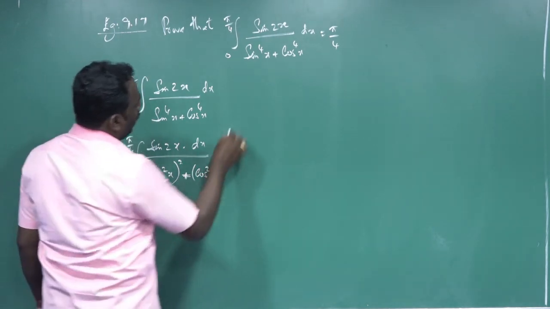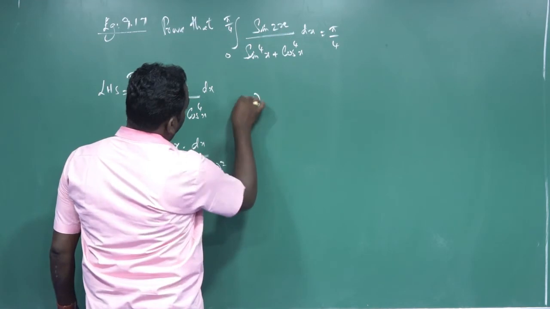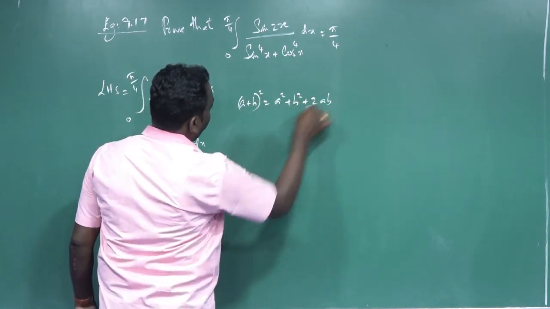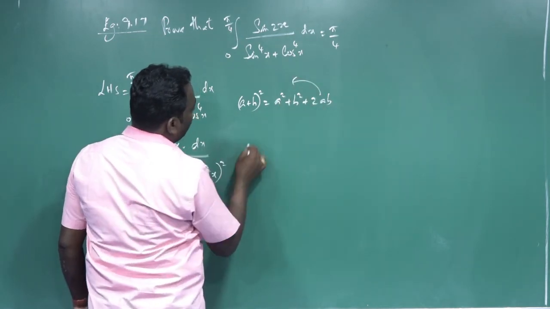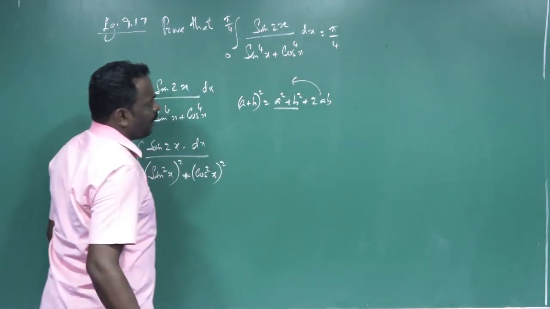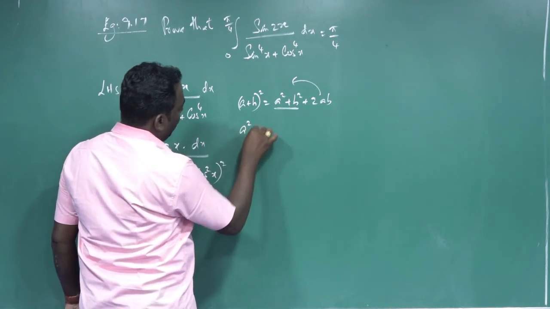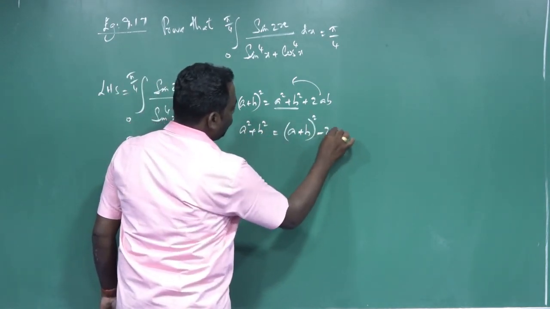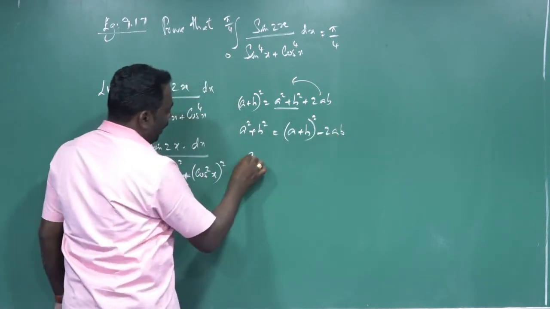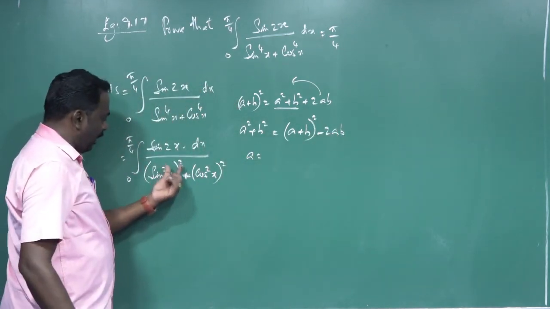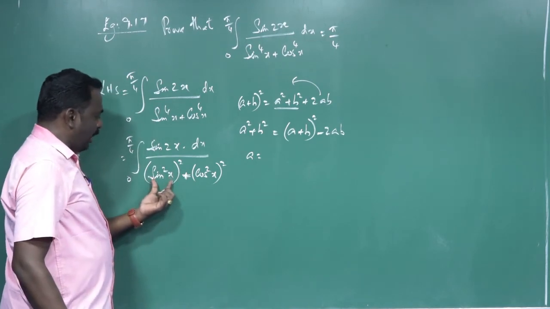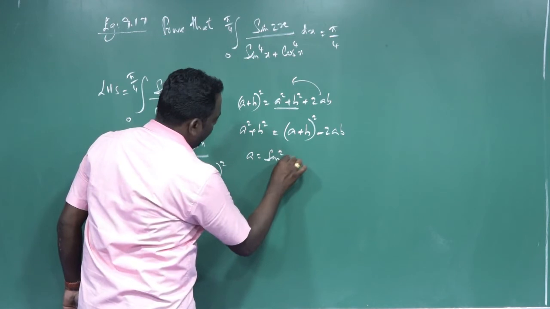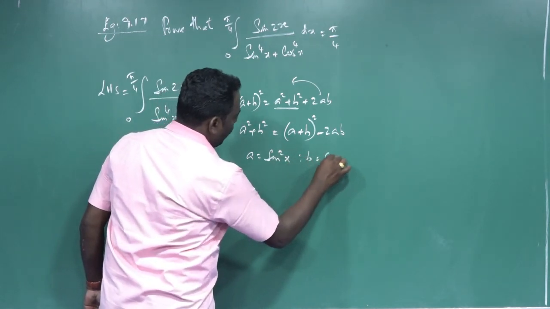Similarly plus (cos square x) whole square. We know the formula (a plus b) whole square is equal to a square plus b square plus 2ab. Now just transfer the term to the left hand side equation, we get a square plus b square value. Therefore a square plus b square is equal to (a plus b) whole square minus 2ab. Now here a square plus b square, a value equal to sin square, b value equal to cos square. Therefore a square value equal to sin square x, then b equal to cos square x.